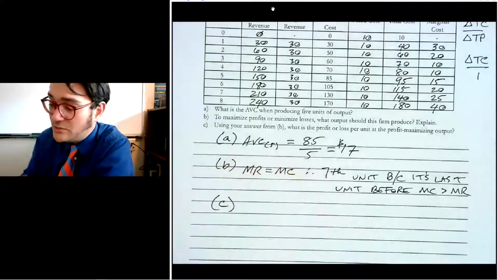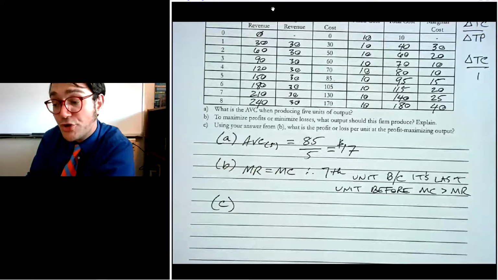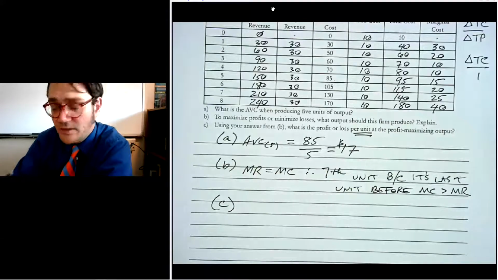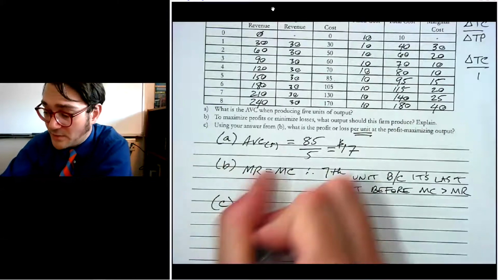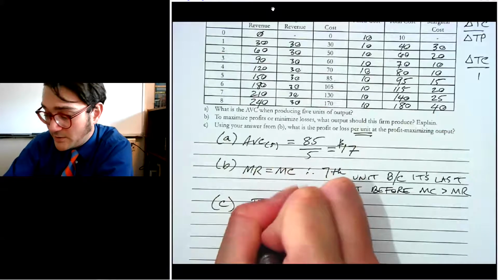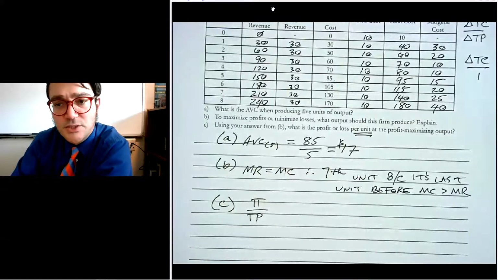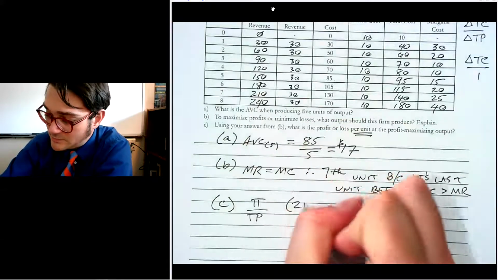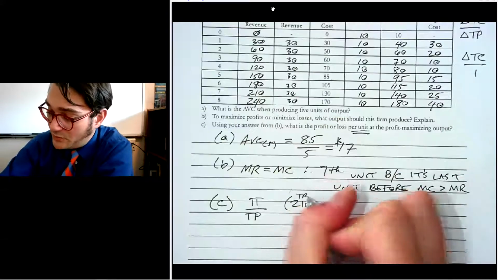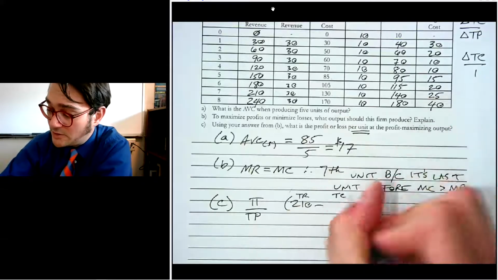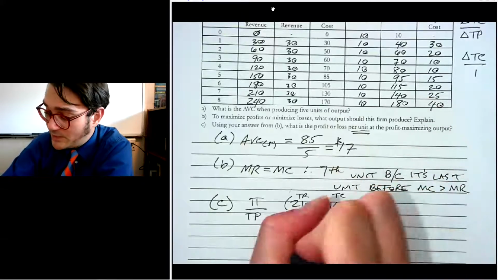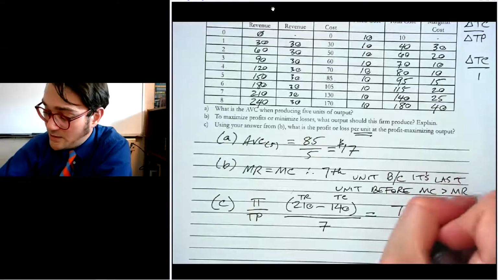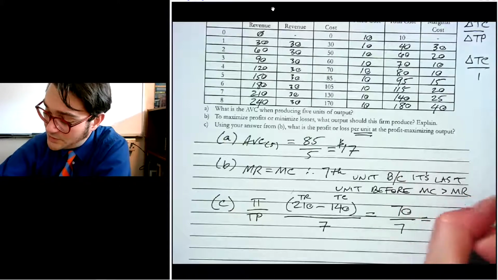Okay, C, using your answer from B, what's the profit or loss per unit? This is an important point: per unit at the profit maximizing output. Well, that means it's just the profit divided by the total product. So when we say profit, that's 210, the total revenue, minus the total cost, 140. And how many units are we making? We're making 7. So this should be 70 over 7, which is $10 per unit profit.